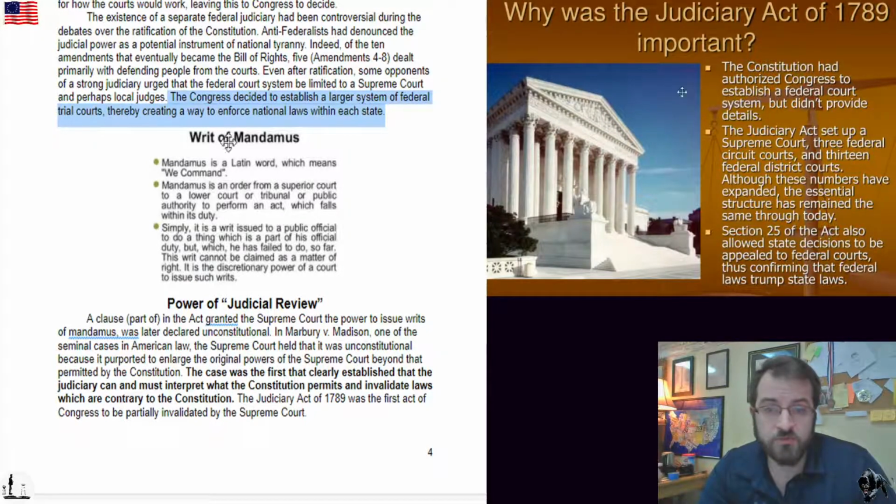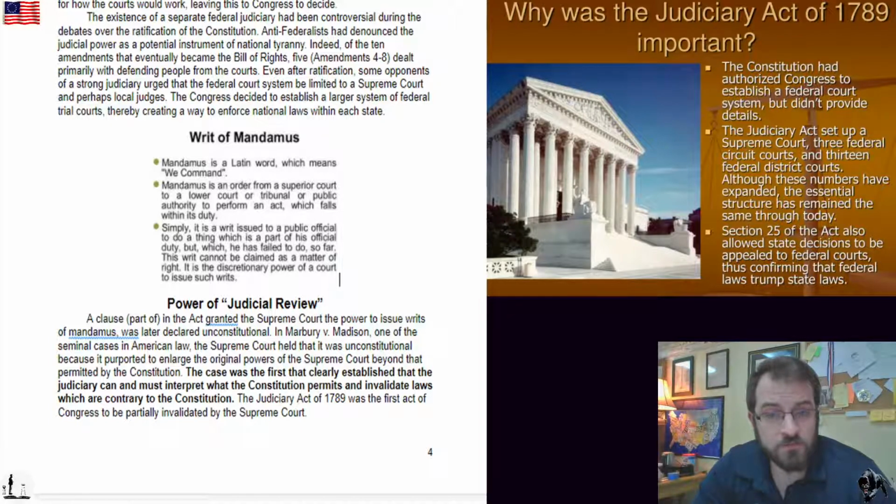Okay, now this next part is going to be very helpful for you to learn for future concepts. This image right here says writ of mandamus. What is a writ of mandamus? Well, the image says mandamus is a Latin word which means we command. Mandamus is an order from a superior court to a lower court or tribunal or public authority to perform an act which falls within its duty.